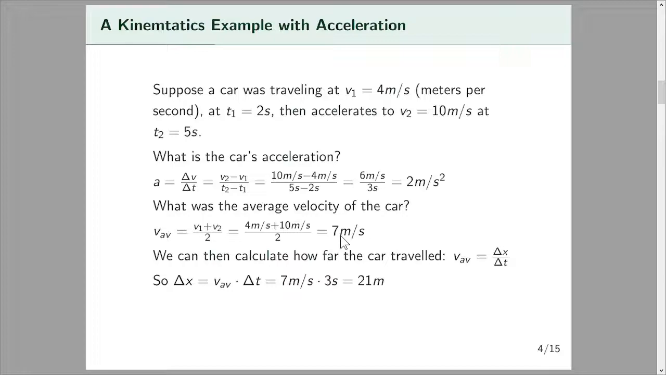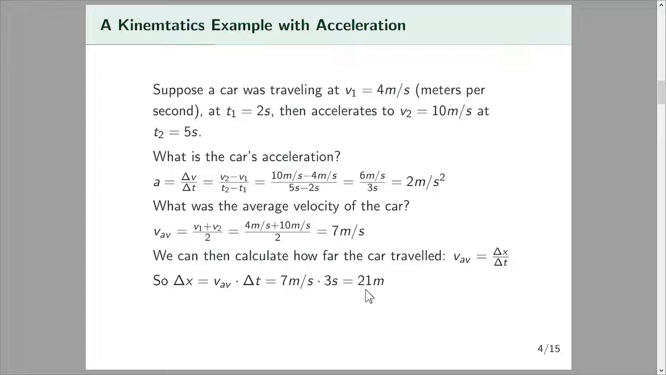We can use this information now, the average velocity, to go back to the previous section and calculate how far it traveled, right? If we know the average velocity of the car is 7 meters per second, and this is what the average velocity is, then we know that the change in position, if we multiply both sides of this expression by the change in time, we get the change in position is the average velocity times the change in time, or it's 7 meters per second times 3 seconds, or 21 meters. Right. So that's a little bit of math there.